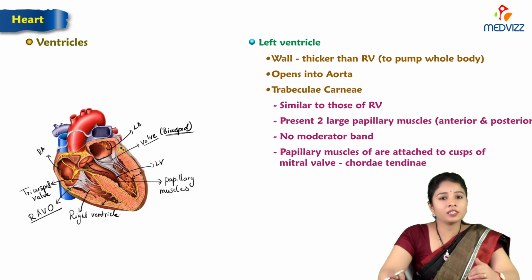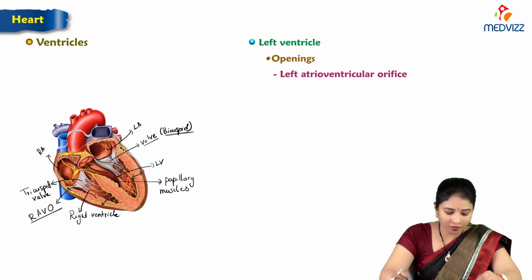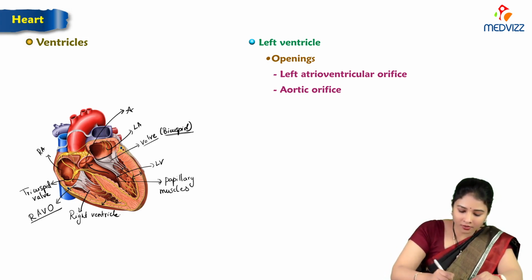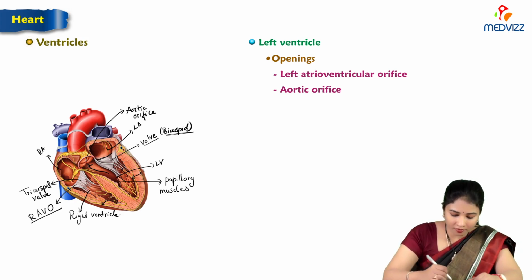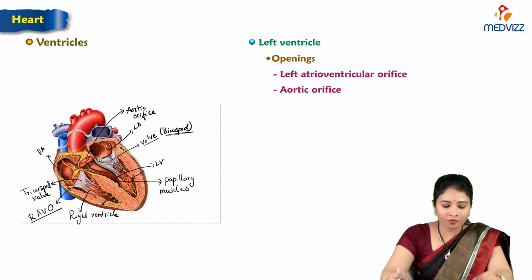So the left ventricle has a rough inflow part and a smooth outflow part, just like the right ventricle, where the outflow part continues into the aorta. So the openings of the left ventricle are the left atrioventricular orifice and the aortic orifice. So this is the aortic orifice, which is guarded by semilunar valves, and this is the bicuspid valve, which guards the atrioventricular orifice.